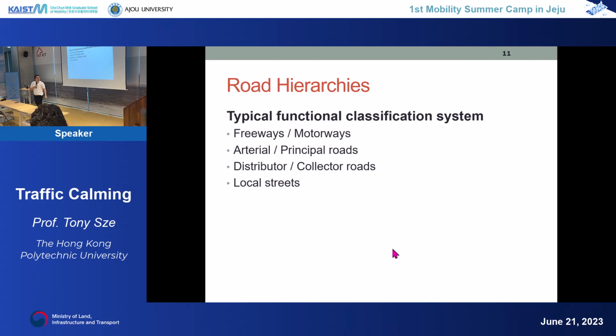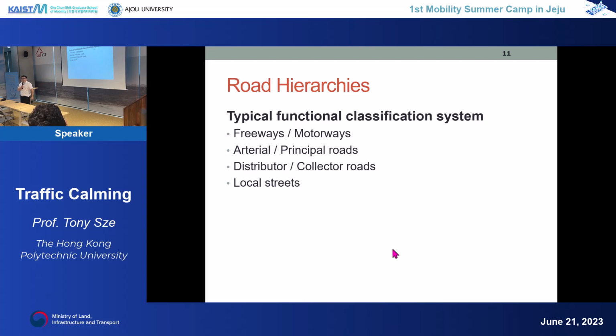What do you think? Would we put the traffic calming at motorway, principal road, collector road, or local street? Where would we put the traffic calming? Do you still remember the first slide I said traffic calming? We do some physical measures to make the car slow down. What do you think? Would we put it at motorway or local street?